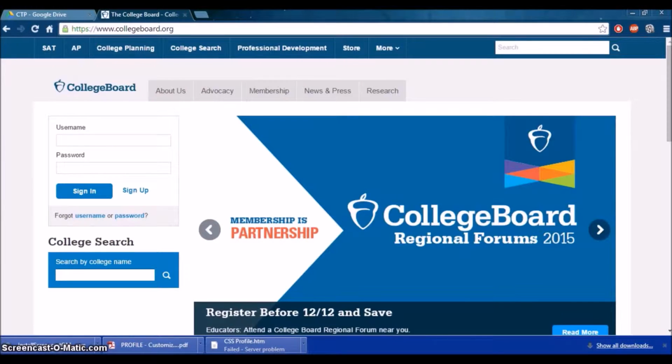Today we'll be walking you through the CSS Profile and how to fill it out. I'm sure you've all had some experience with College Board, and this, as you know, is the home page. So the first thing that you would do would be to log in.